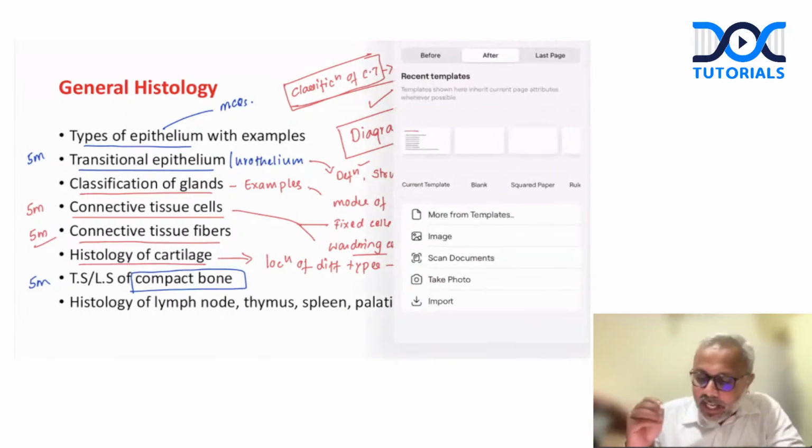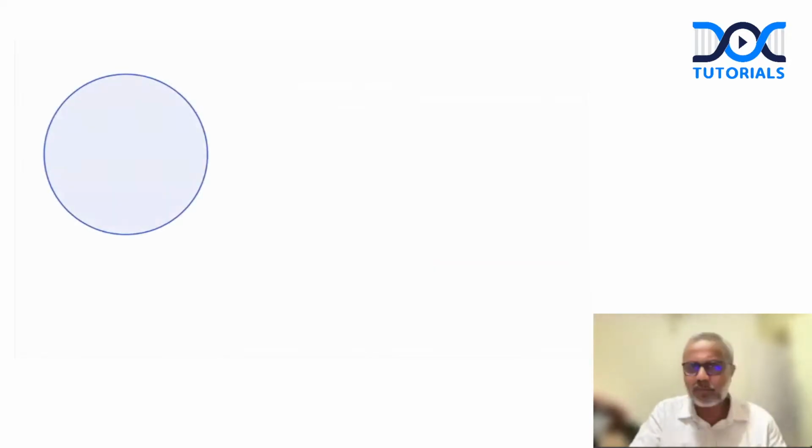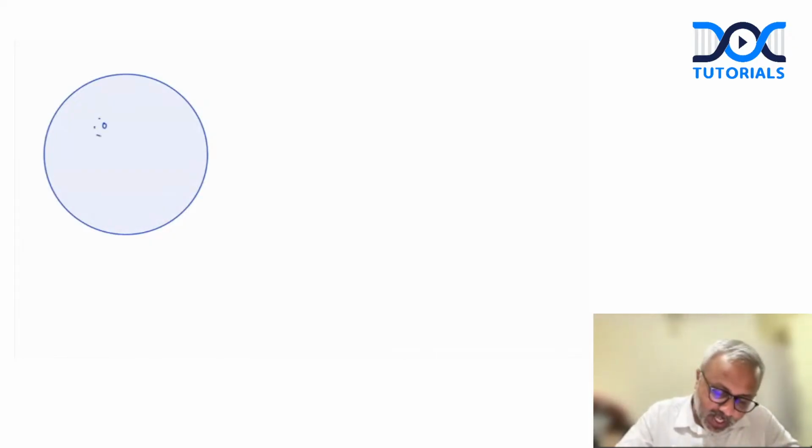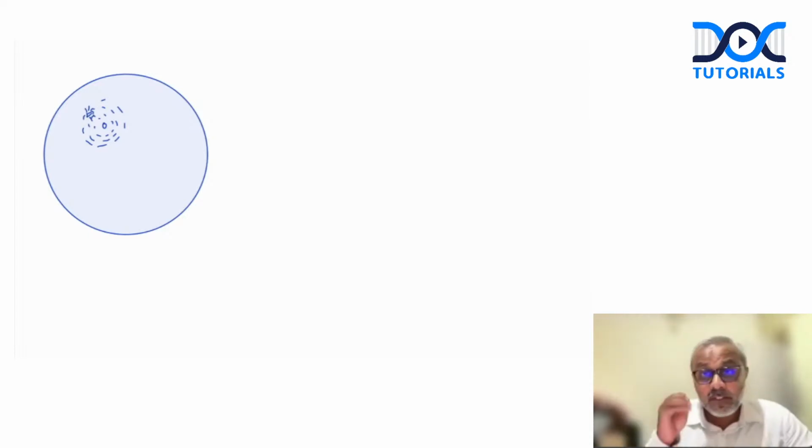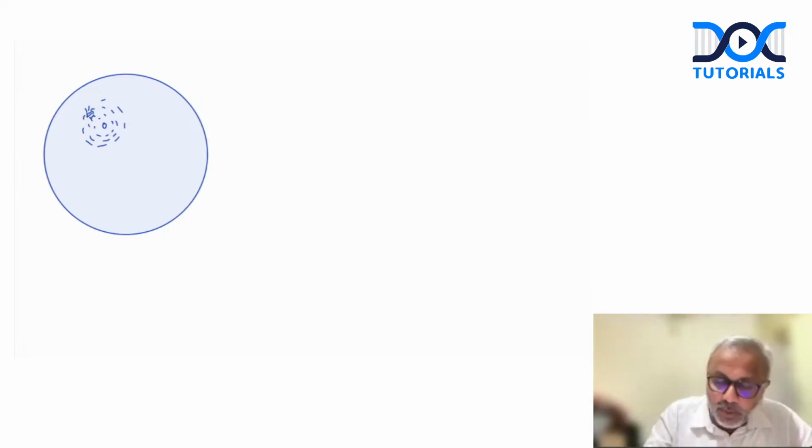For example, if you are asked to write the microscopic structure of compact bone, how would you do it? You will draw a diagram of a compact section of bone, showing the Haversian canal in the center, then concentric lamellae, and within these lamellae, lacunae and canaliculi. This is done, but how do you describe it? Remember, when you describe the structure of compact bone, you should always start with the coverings of the bone.